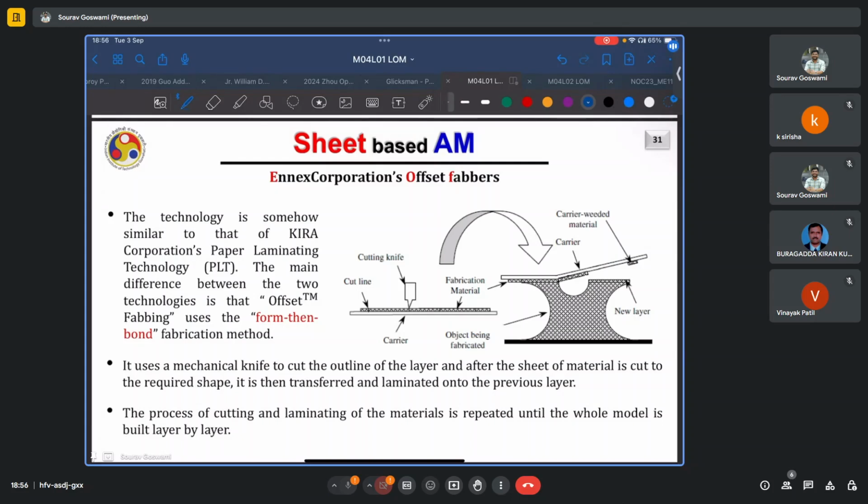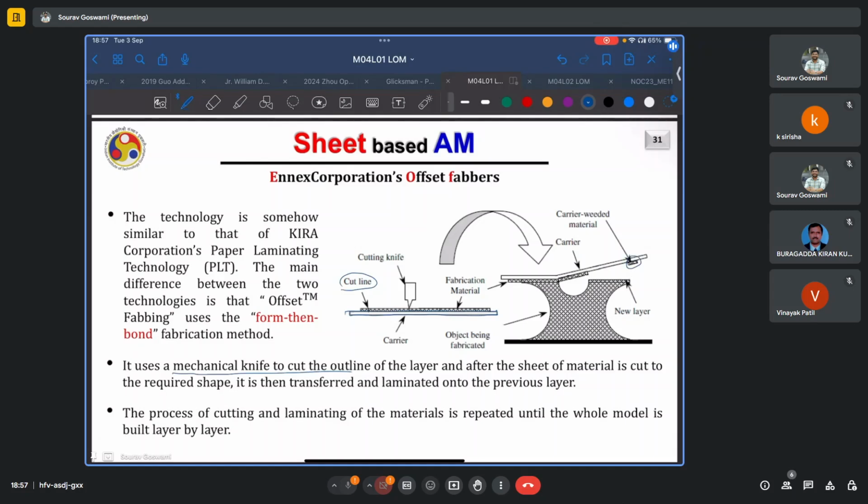So it is somewhat similar to Kira's paper lamination technology. The main difference between the two being that this offset fibers uses the form and then bond fabrication method. So you have this carrier plate over here, and on top of it, you put your layer of material. Then you use a mechanical knife to cut the outline of the layer. Once the outline is cut, along with any cut lines, such as shown here, the entire layer is then transferred and laminated onto the previous layer using this carrier plate.